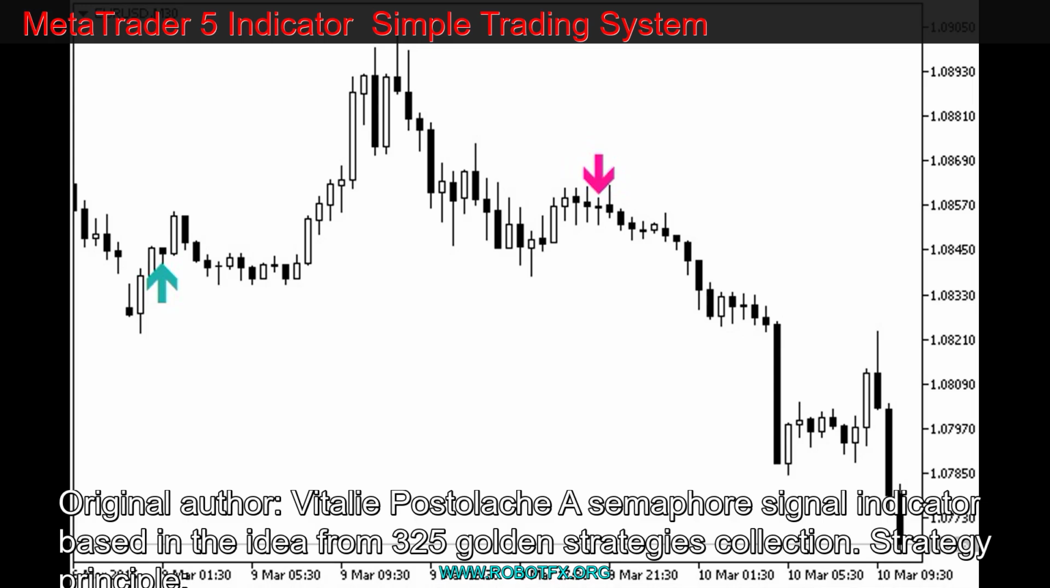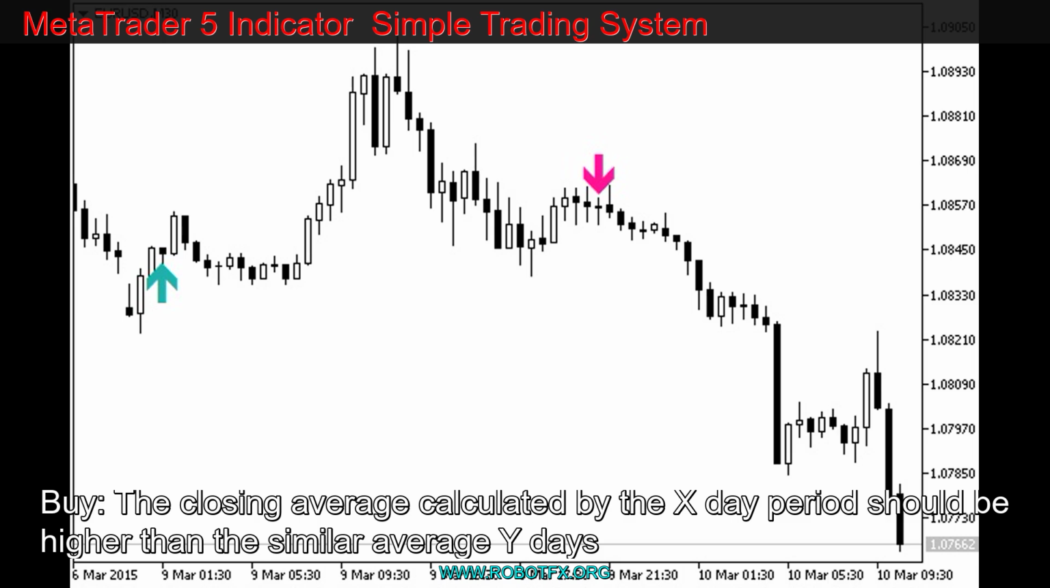Original author, Vitalie Postolache. A semaphore signal indicator based on the idea from the 325 Golden Strategies collection. Strategy principle: buy when the closing average calculated over an X-day period is higher than the similar average Y days ago.